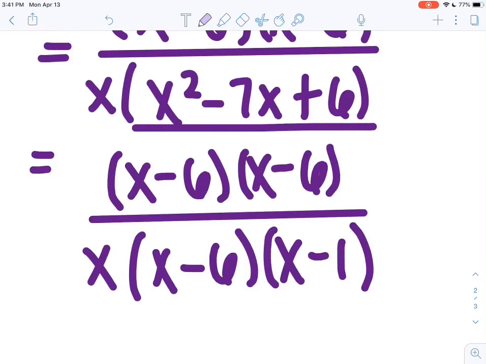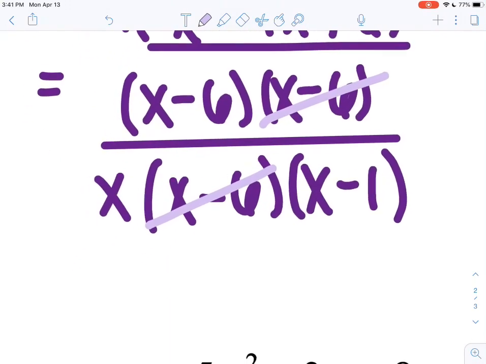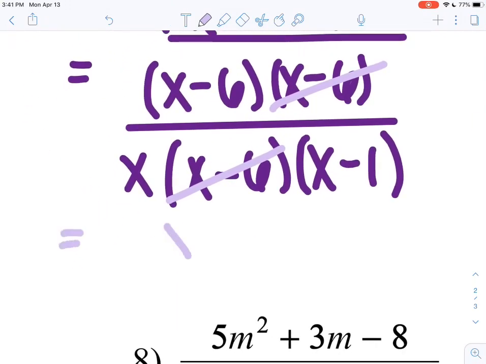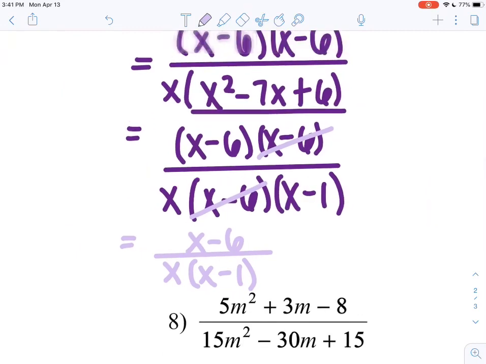So you can't cross out all three. You can only cross out a pair. So I'm just going to choose one. It doesn't matter which one. Let's just say I'm going to cross out this x minus 6 with this x minus 6. Now the other one's got to be left alone because it doesn't have another x minus 6 to cross out with. So literally my answer is going to be what's left. I have x minus 6 left in the numerator. I have x in the denominator, and then x minus 1 also in the denominator, and that's your final answer.